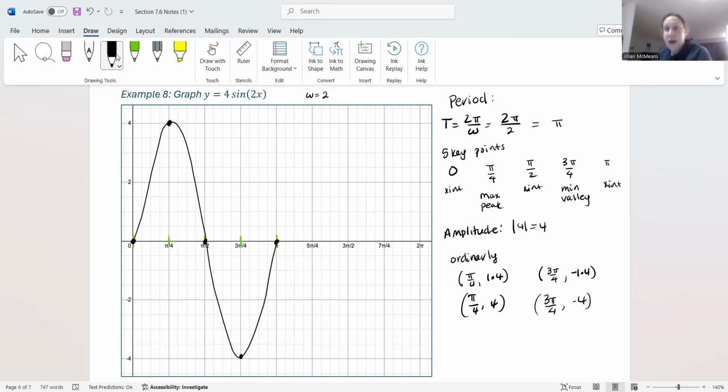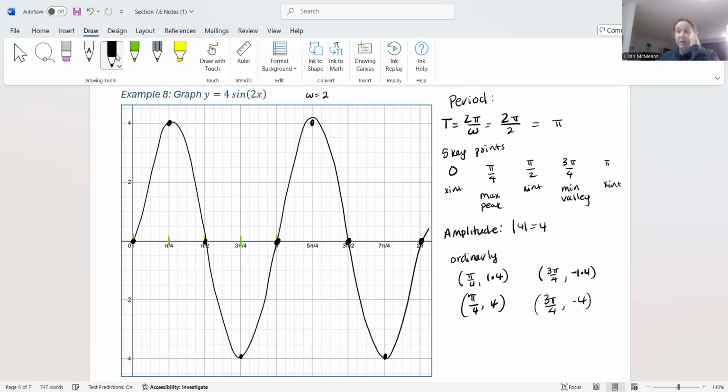So let's look at the period now shifting from pi to 2 pi. We know that at the beginning and the end, the edges of the period, we're going to have x-intercepts. We're going to have an x-intercept at the center, and then we're going to have a peak at the first quarter and a valley at the second quarter. So I can extend this.